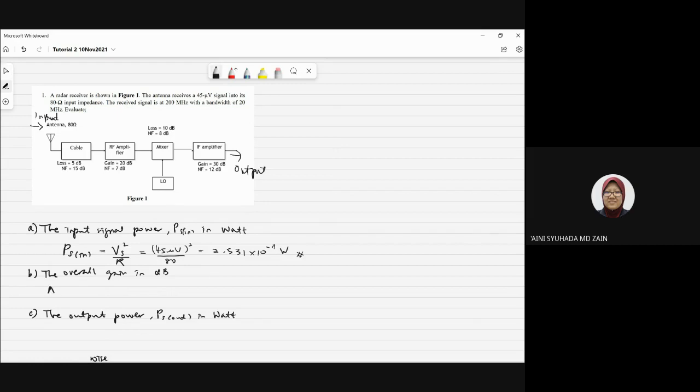So we have the overall gain in dB. So how many parameters that we have? The loss and also the gain. The loss from the cable, the gain from the RF amplifier, loss at the mixer part, and gain at the IF amplifier. So you need to add all those loss and gain to get the overall gain for the whole system.